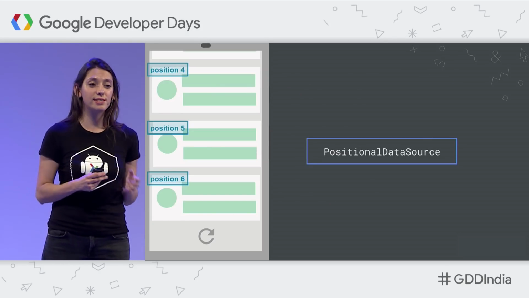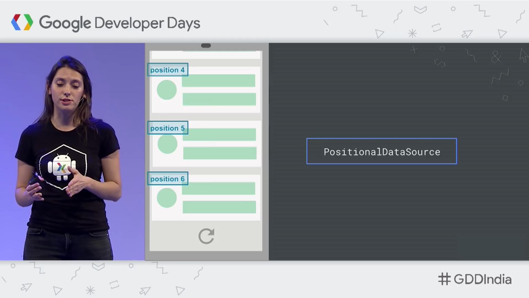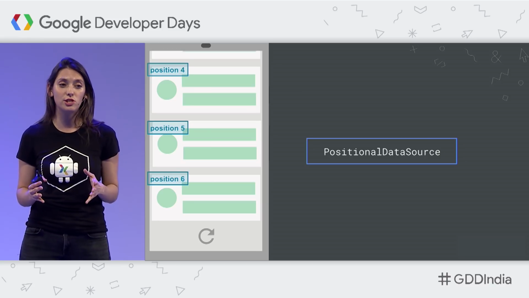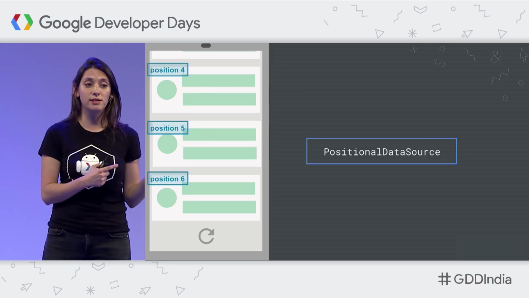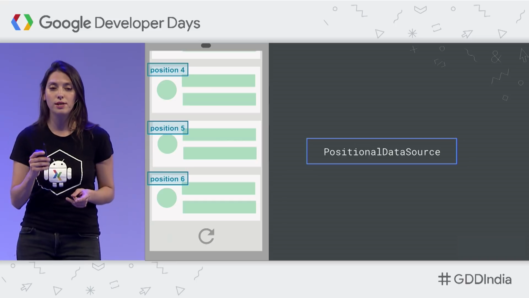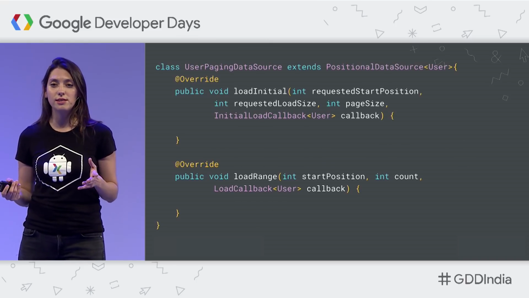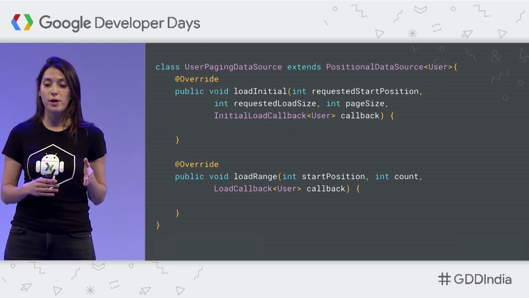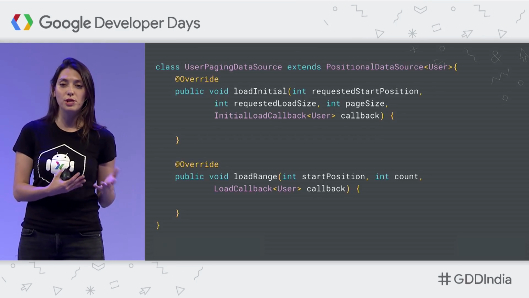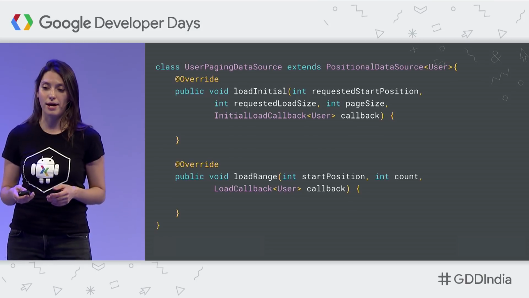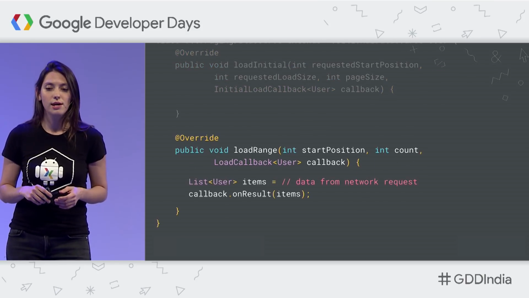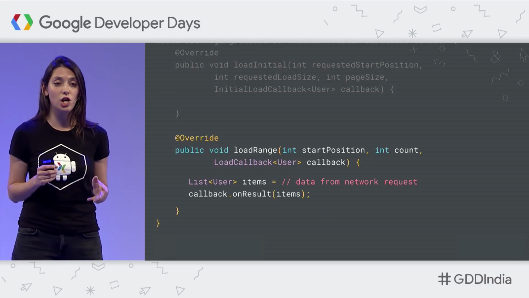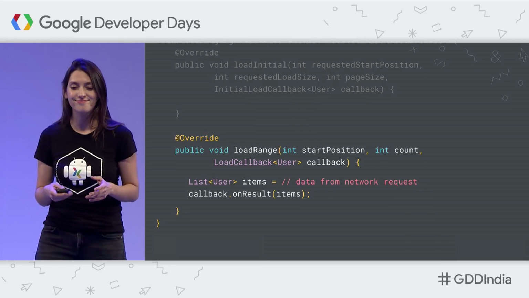Another type of data source is the positional data source. If you are using a fixed item count, just based on the position information, you would use this positional data source. When you're implementing a positional data source, you need to implement a load initial and then a load range. And this would be the point where you would be requesting some data from your backend. When the data is received, you would inform the data source via the load callback.